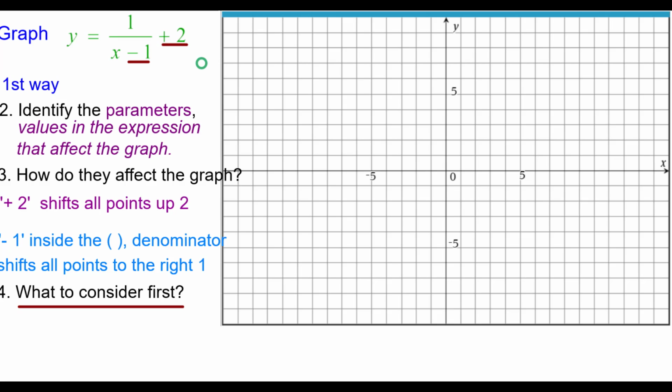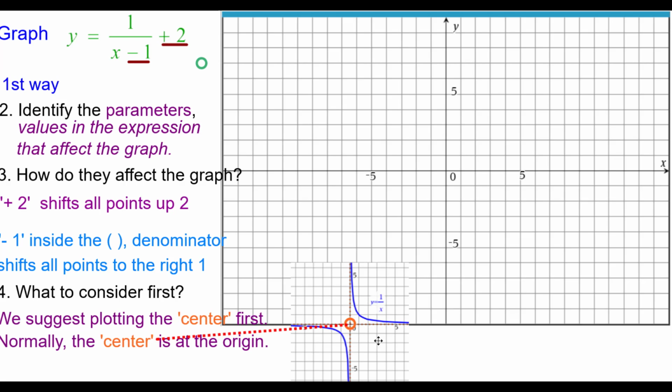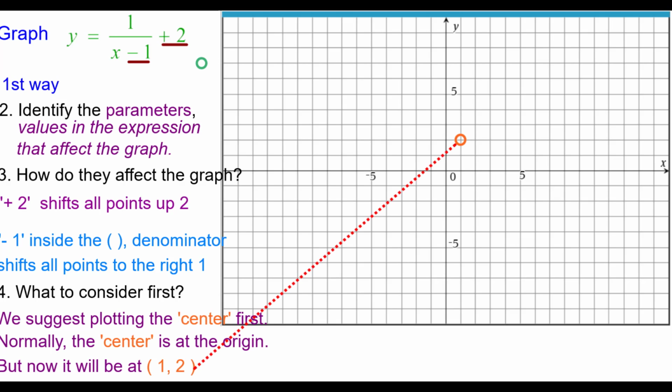So what do we consider first? Well, we suggest plotting the center of the hyperbola first, and that we call the center right here is normally the origin on y equals 1 over x. But at this time it's going to be right 1, and then up 2. So the center of this hyperbola is going to be at the point 1, 2. We'll plot that first. And all points will be plotted relative to this new center.